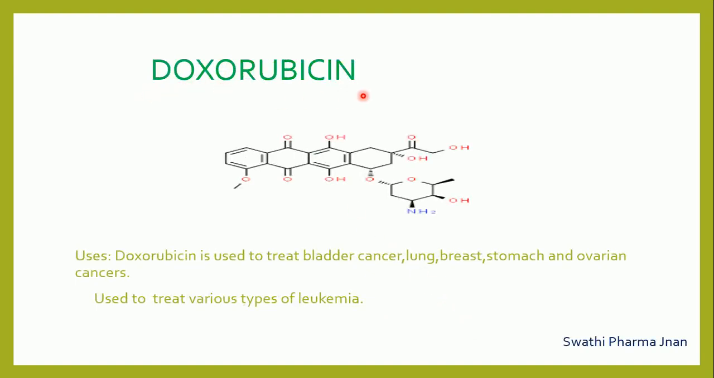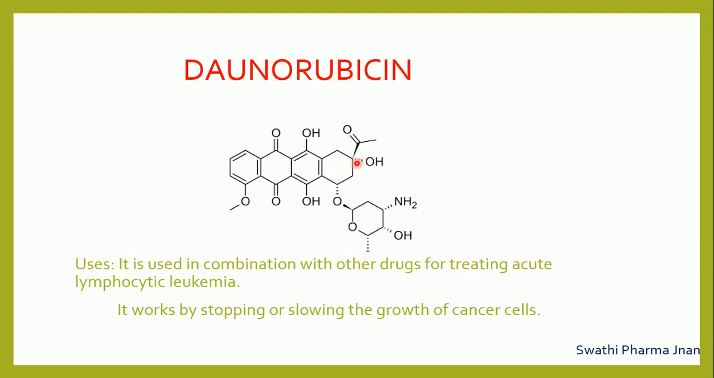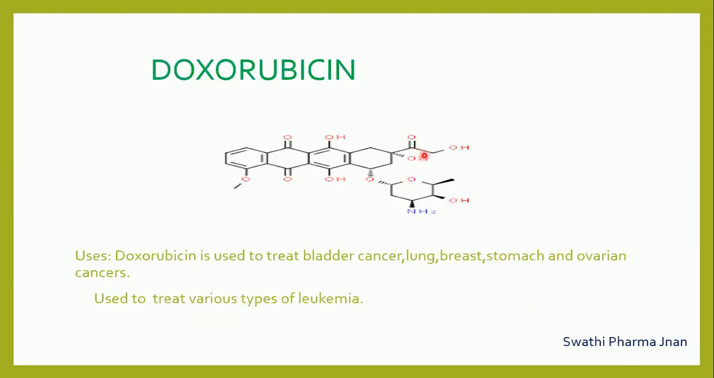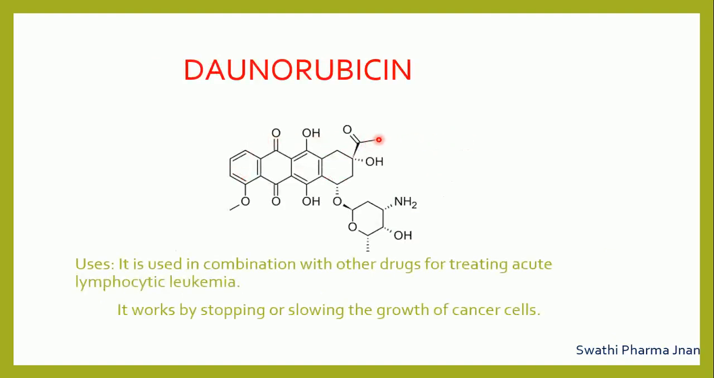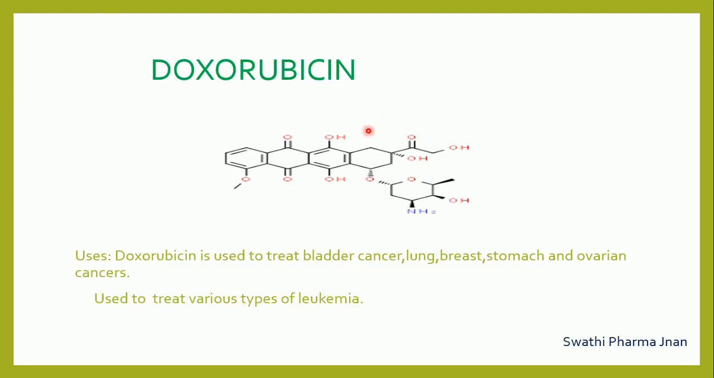Next structure is doxorubicin. Doxorubicin and daunorubicin are almost the same. The only difference is that in daunorubicin a COCH3 group, that is an acetyl group, is present. In case of doxorubicin there is CH2COOH, that is acetic acid, present. Doxorubicin is used to treat bladder cancer, urinary bladder cancer, lung cancer, breast cancer, stomach and ovarian cancer. It is also used to treat various types of blood cancers like leukemia.